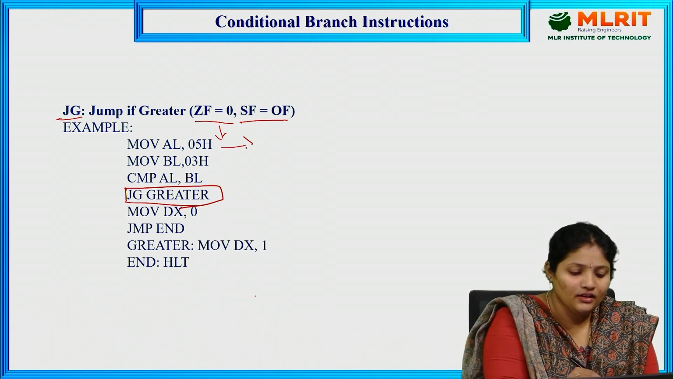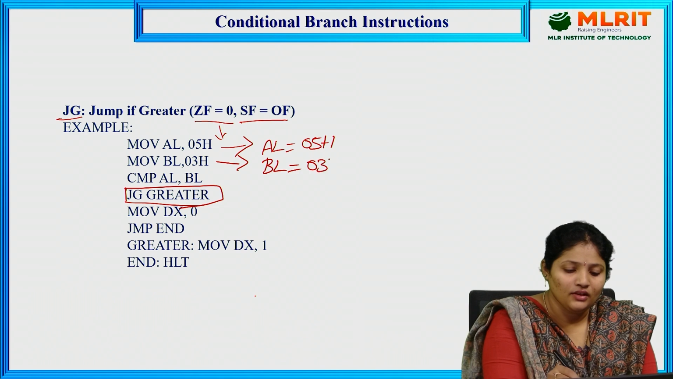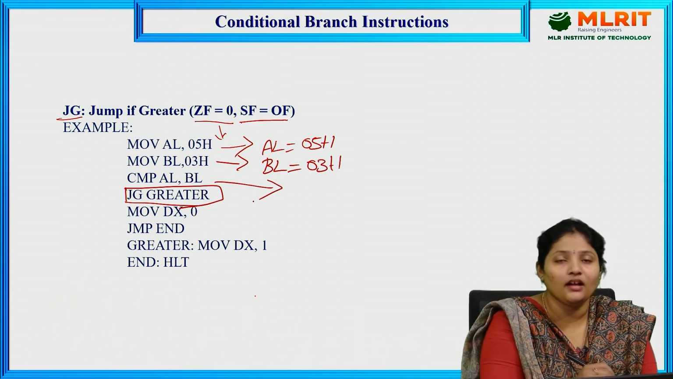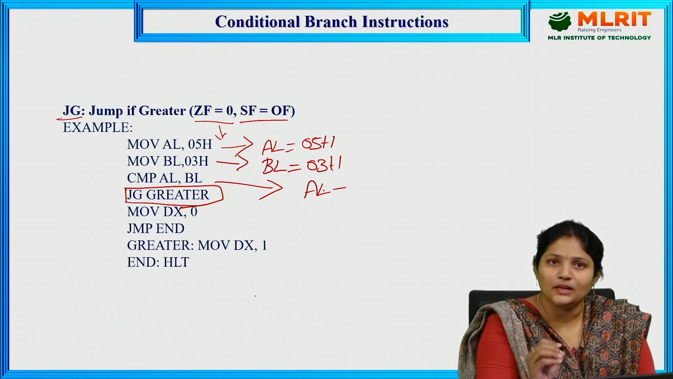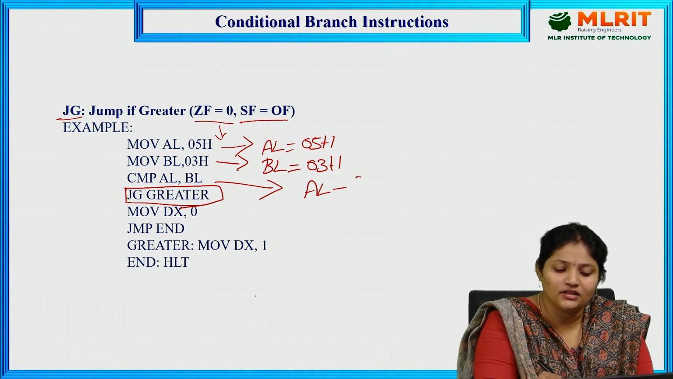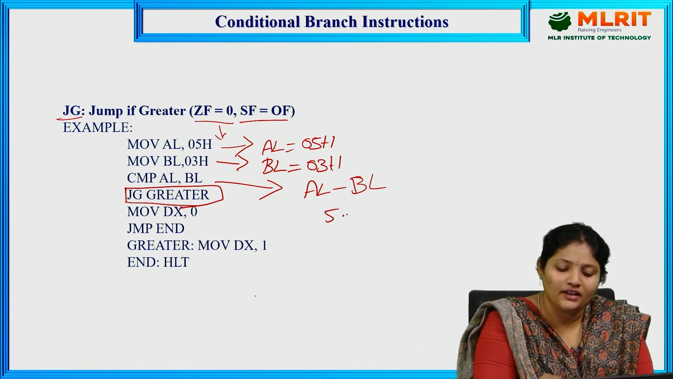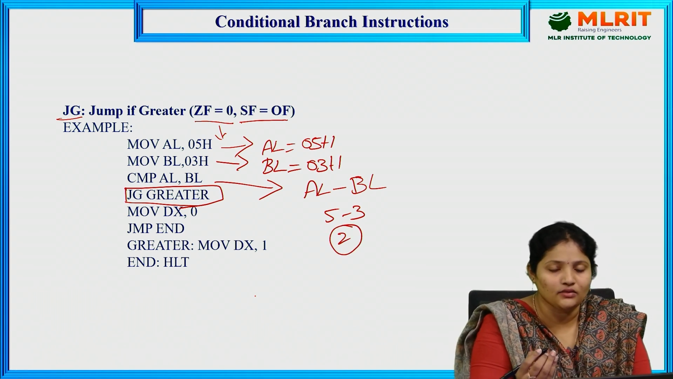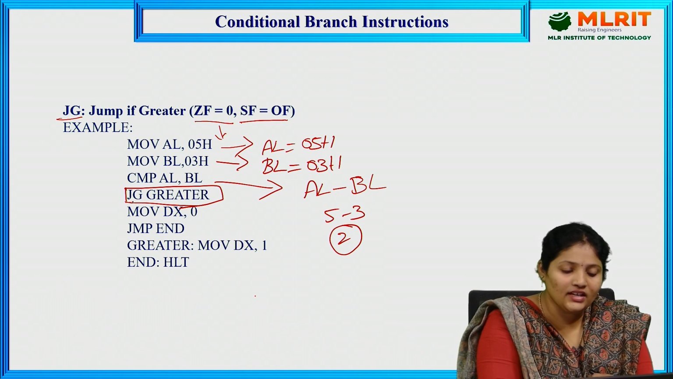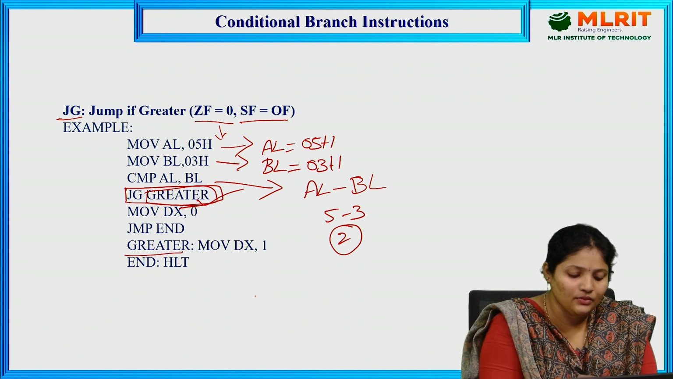Here the data present in the AL register is 05H and the data present in the BL register is 03H. When the comparison operation is carried out, the comparison instruction will execute the subtraction of destination operand minus source operand. Here the destination operand is AL and the source operand is BL. So 5 minus 3, answer is 2. There is no zero flag because the answer is not 0, and the sign flag is equal to 0. So yes, JG is satisfied and the control will be moved to the greater label. Here the greater label is here.